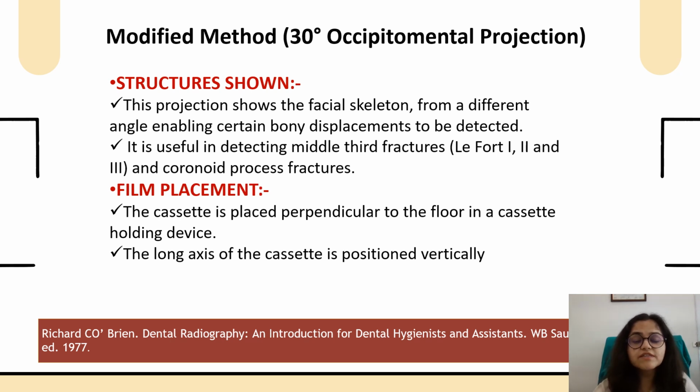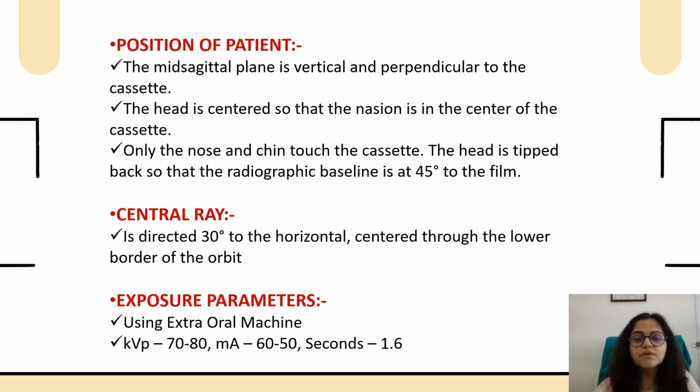Next is the modified method, that is the 30° occipitomental projection, and the structure shown is the facial skeleton from a different angle, enabling certain bony displacement to be detected, useful in detecting middle third fractures, Le Fort 1, 2, 3, and the coronoid process fracture. The film is placed perpendicular to the floor in the cassette holding device and the long axis of the cassette is positioned vertically. Position of the patient: the mid-sagittal plane is vertical and perpendicular to the cassette. The head is centered so that the nasion is in the center of the cassette and only the nose and the chin should touch the cassette.